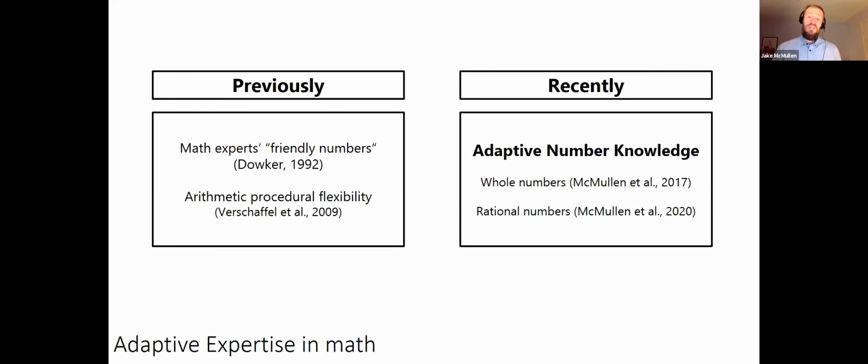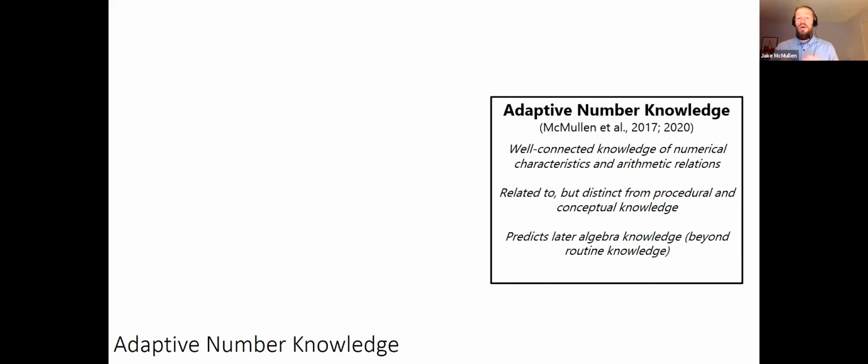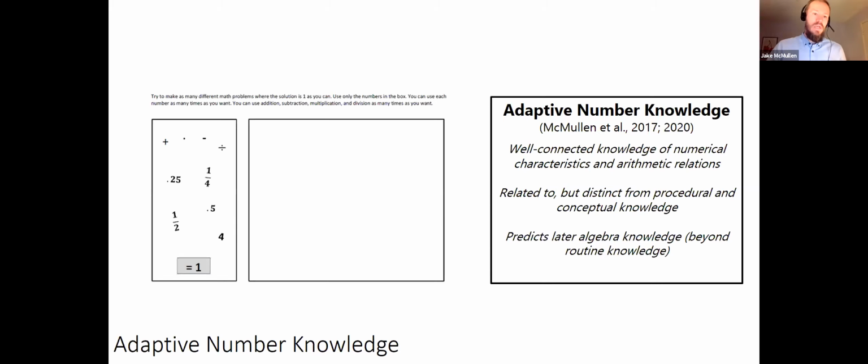Our own research has looked at an idea called adaptive number knowledge, and this is extended from this idea of procedural flexibility. And here we're looking at both with whole numbers and rational numbers, the idea that some students have this well-connected knowledge of numerical characteristics and arithmetic relations. And we found that it's distinct from just typical procedural and conceptual knowledge, and that this actually predicts more beyond this procedural and conceptual knowledge. It predicts later algebra knowledge, as in it being important for future learning.